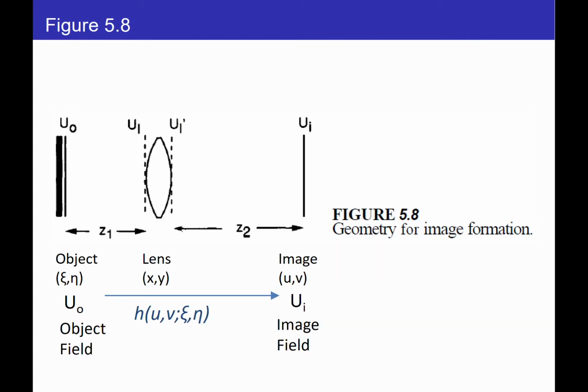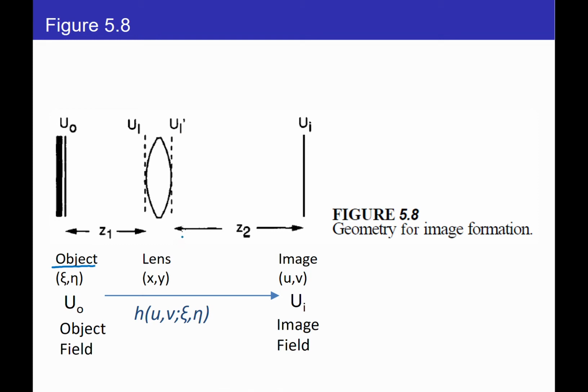Okay, so we have an object here, and the object has a coordinate ξ η, and we call u0 the object field scalar component. And then there is a distance between the object and the lens, which is z1. And on the lens, we have a coordinate x and y. And we are going to assume that the lens is thin enough, so that ul and ul prime are nearly the same.